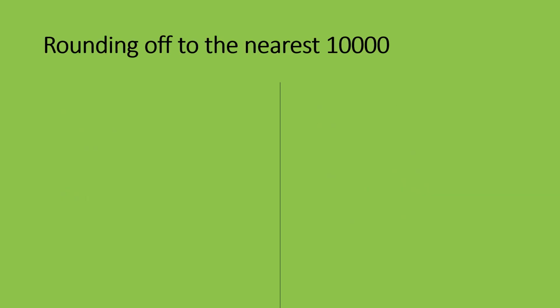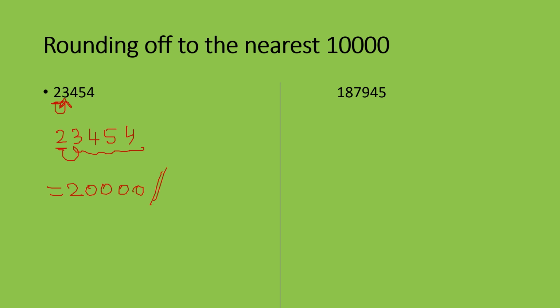So let's see, the next one is rounding off to the nearest 10,000. So here what is the 10,000th place? So this is your 10,000th place. So check the immediate rightmost digit. It is less than 5. So no need to do anything. What is our final step? So for the given place value, all the rightmost digits are to be converted to 0. So the answer is 20000. So that is 20,000 is the answer.